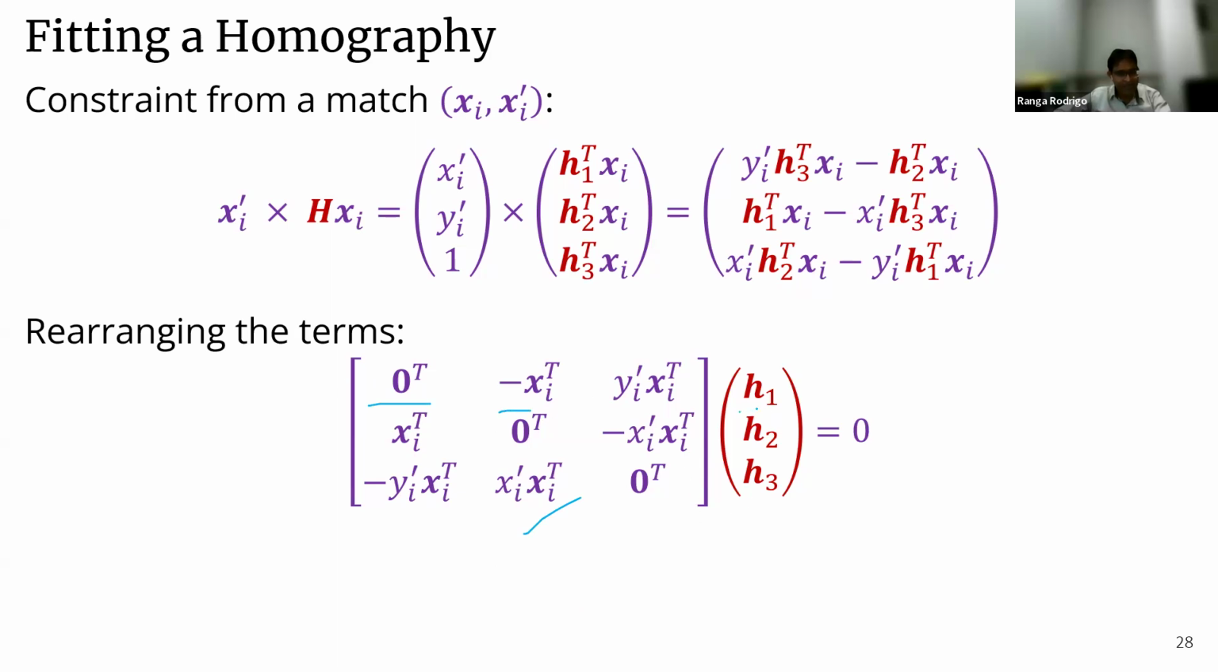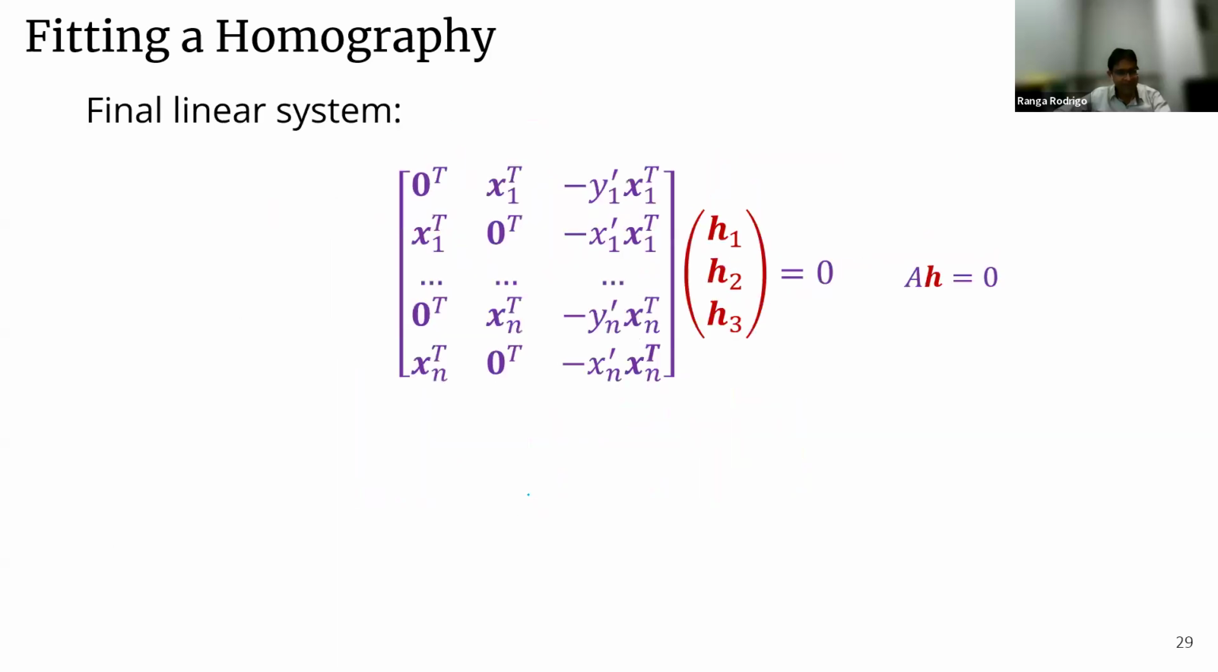Here H1 has 3 numbers, H2 has 3 numbers, H3 has 3 numbers. Are these equations linearly independent? Only 2 are linearly independent. So finally, you construct the system with n points, and then you have a system like AH equals 0.